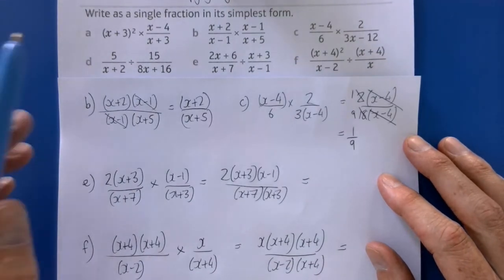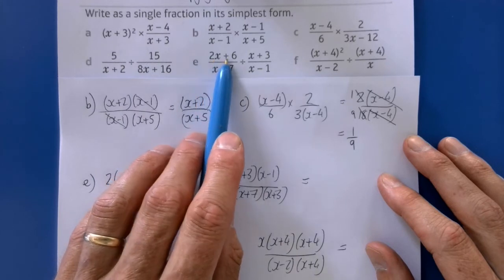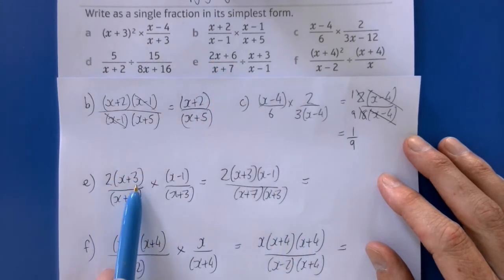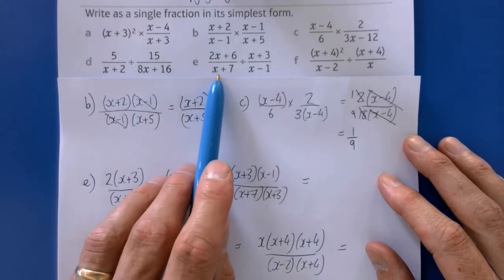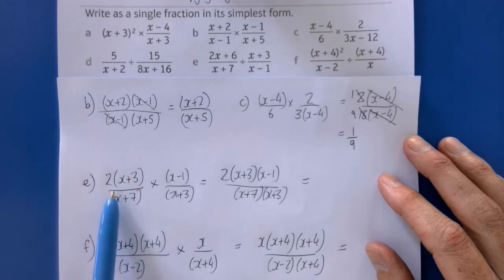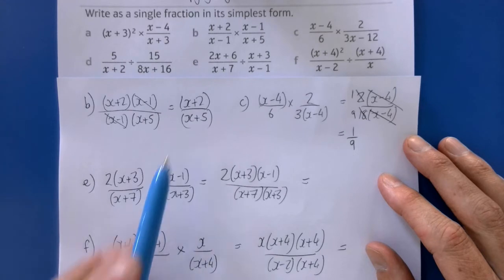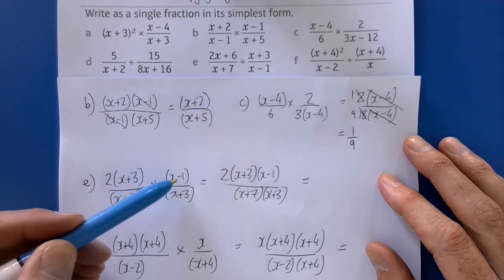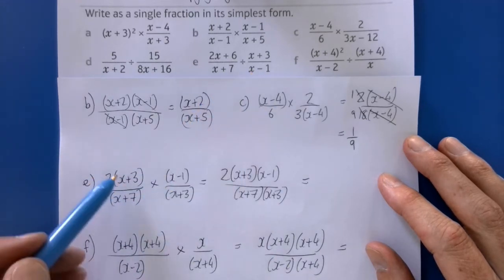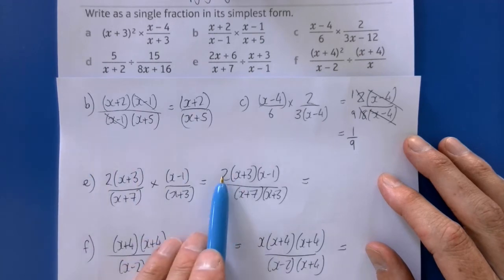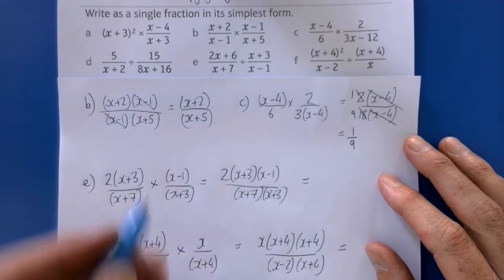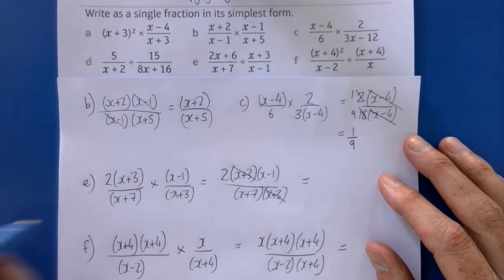With E, we were dividing, so the first thing I did was notice I could factorise this, 2 lots of x plus 3. So when you divide fractions, you write down the first fraction unchanged. I just did the factorising. Then you change the divide to a multiply, and you flip the second fraction, so I flipped them over. Some of you will have cross-cancelled at this point. I didn't. I wrote it all multiplied out, and now I can cross-cancel.